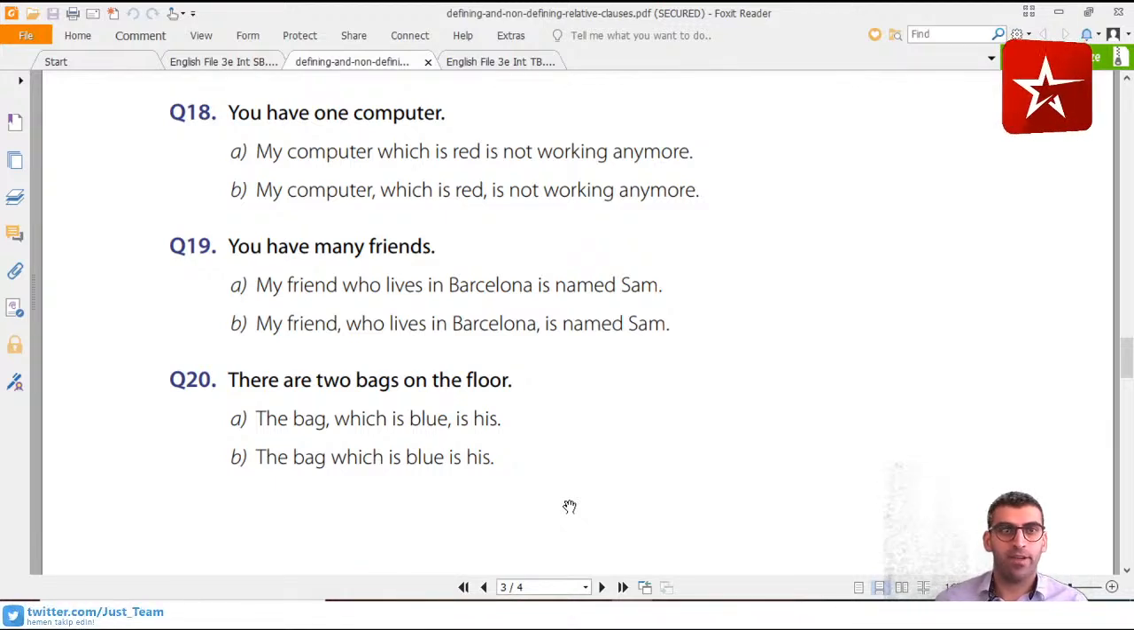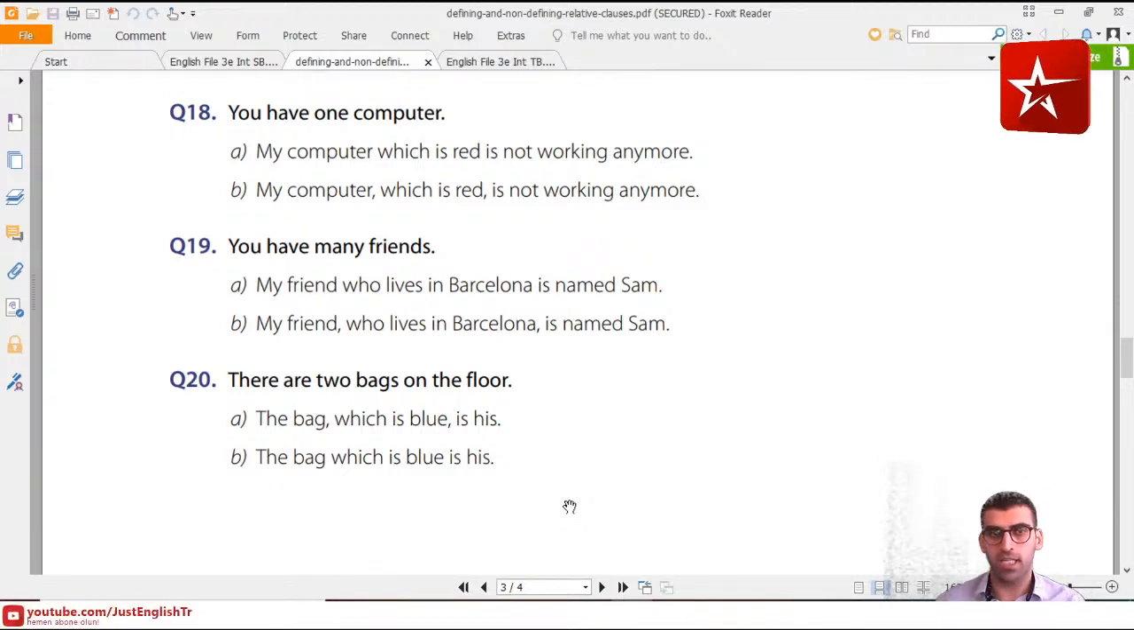And last three questions. Question 18, question 19, and question 20. You have one computer. Okay? And my computer, which is red, isn't working anymore, and my computer, which is red, isn't working anymore, with comma. A or B for question number 18. We have one computer, so no need to define which one. So this one, my computer, which is red, isn't working anymore.